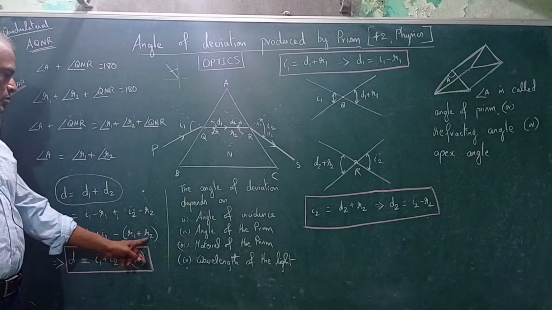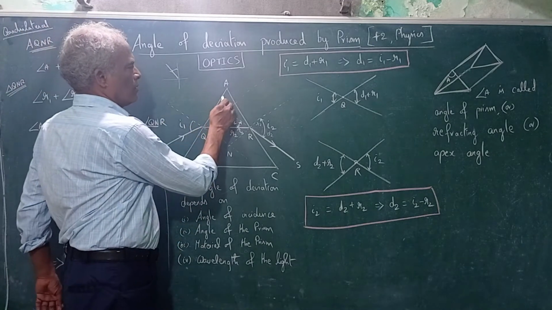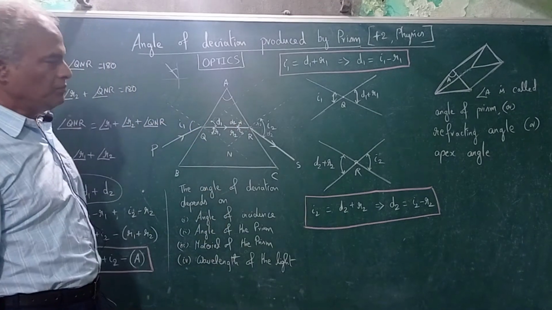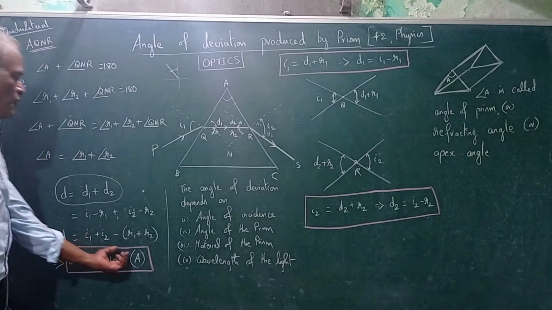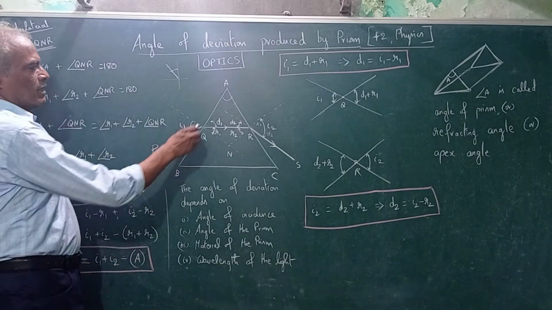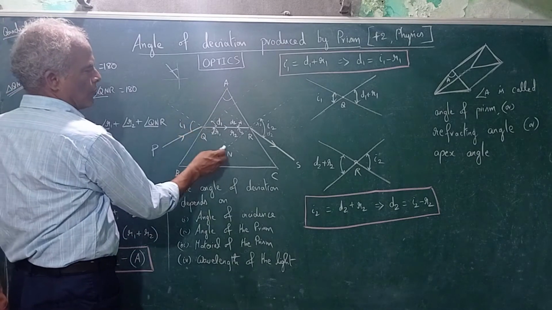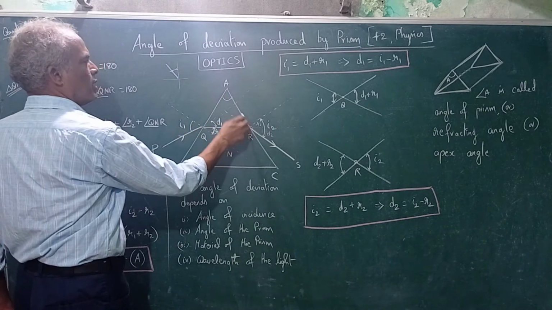Now what is R1 plus R2? It is nothing but the angle A, this angle. We call it the apex angle or angle of the prism, which is A. Now how to find this A value? Okay, now come to the quadrilateral A, Q, N, R.